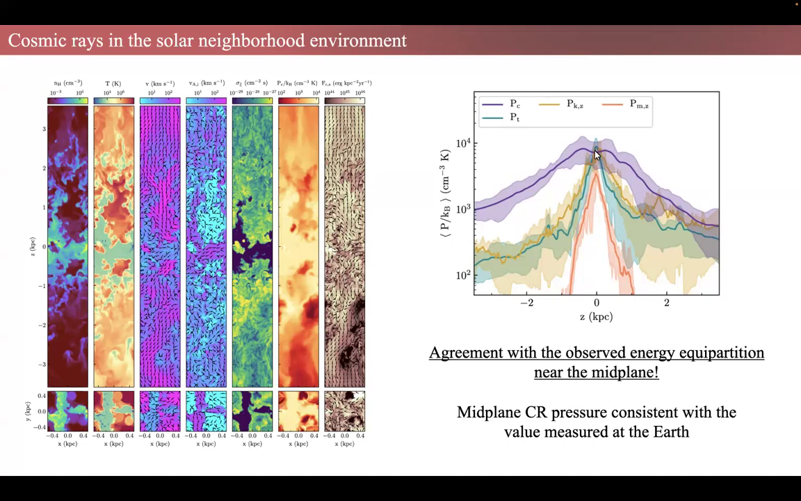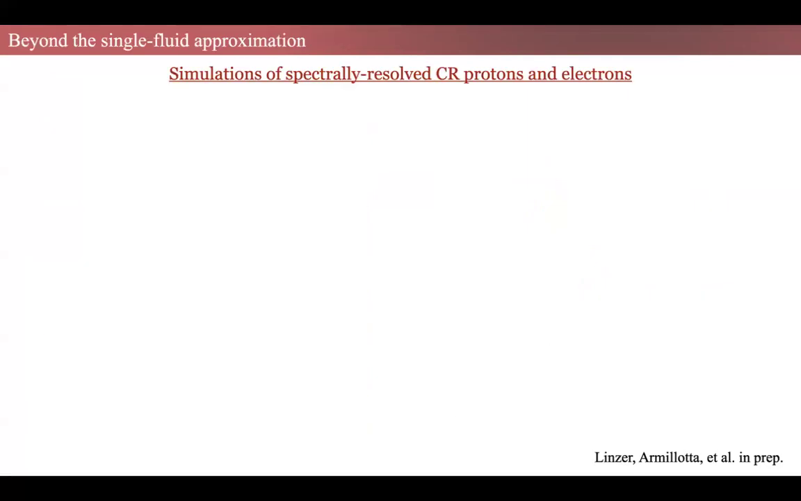Now, speaking about comparisons with observations, I would like to open a parenthesis and show you a preliminary work that we are doing towards a more accurate comparison with observations of cosmic rays in galaxies. As I told you at the beginning of this talk, a limitation of the scheme that we are using is that it follows the propagation of one single cosmic ray fluid, assuming that all cosmic rays have a kinetic energy of 1 GeV.